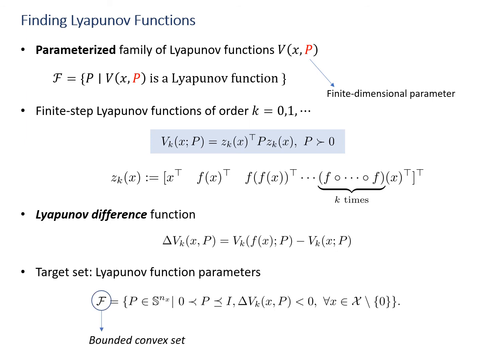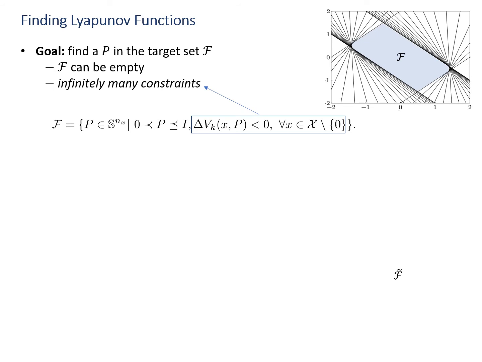Using this definition of Lyapunov function, the set of all Lyapunov functions in the parameter space is given by the set of all symmetric matrices P that are positive definite, and that delta V(x, P) is less than 0 for all states in the region of interest. Since scaling P does not affect the satisfiability of the Lyapunov function constraints, we require P to be dominated by the identity matrix. We can readily verify that F is a bounded convex set in the parameter space, and we call F the target set. With these definitions, the goal is to find matrix P in the target set F.